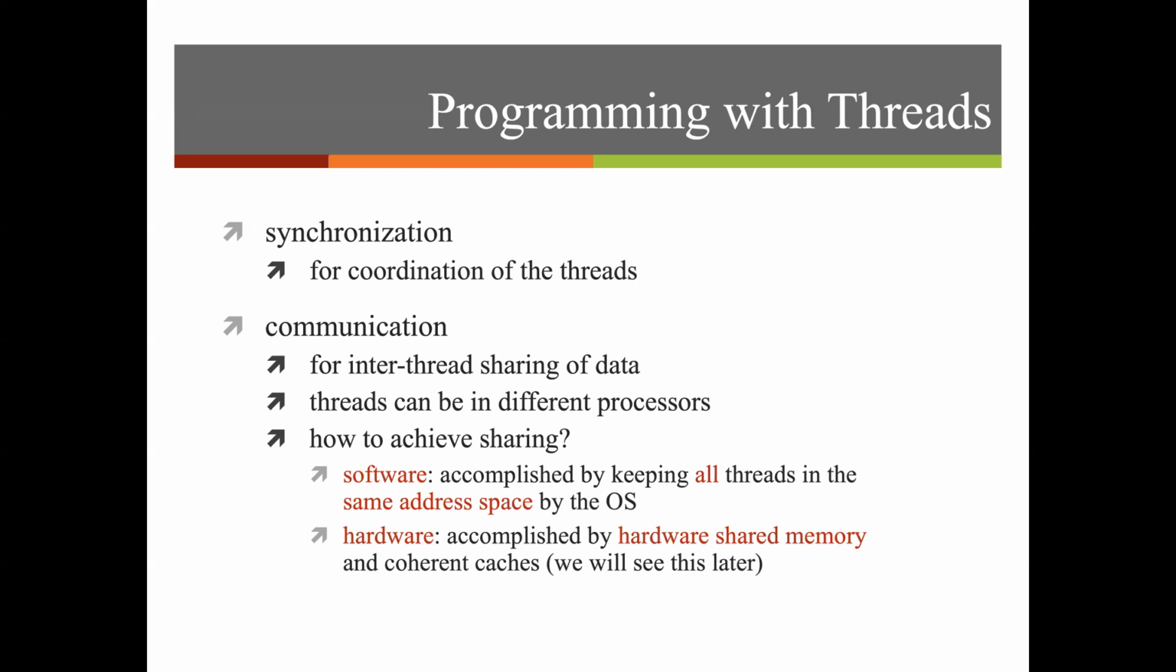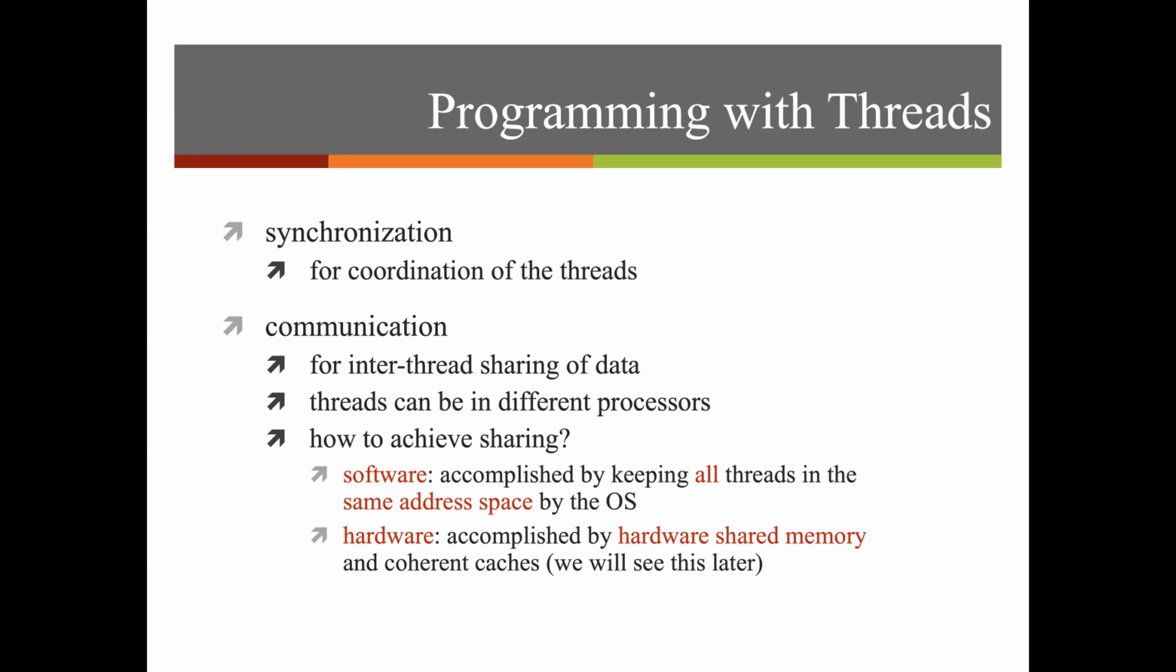And so let's consider programming with threads. There are a few things that we need to keep in mind. We want to consider the synchronization that is involved, and when we mean synchronization, we're talking about an appropriate coordination of the threads. And then we want to consider appropriate communication, which means inter-thread sharing of data. You want to consider that threads can be in different processors.